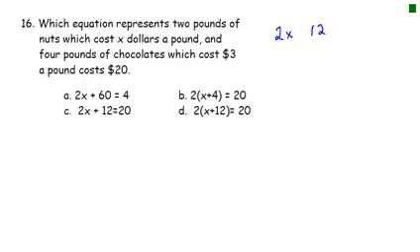And they're saying that the total cost of that is $20. So I set it equal to 20. And since it's the total cost of it, we're going to add those two together. So here are the 2x, those are the nuts, and the 12, that is the price of the chocolates, the 4 pounds of chocolates. And you add it all together, and that gives you 20. So our answer here is C.